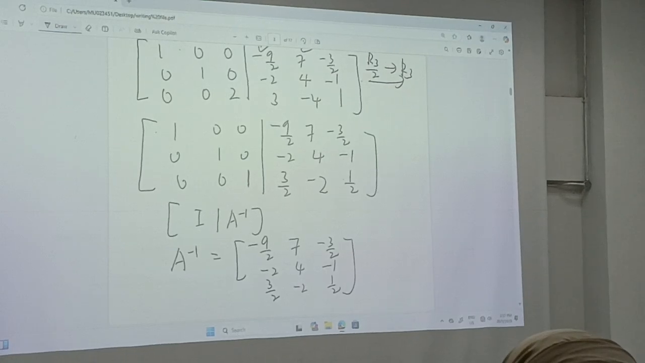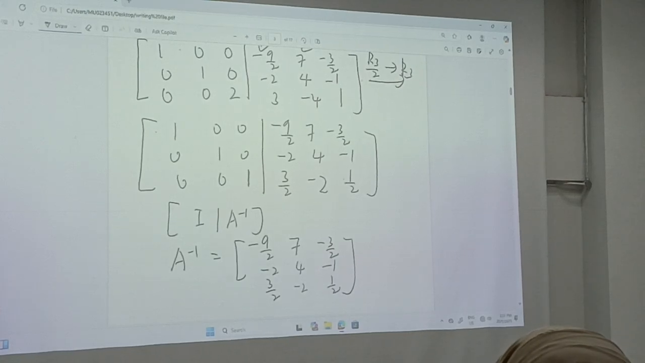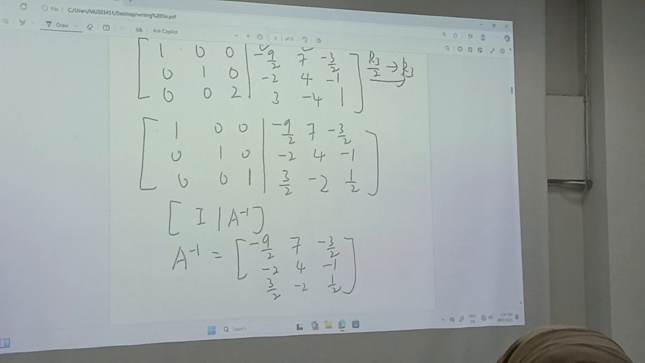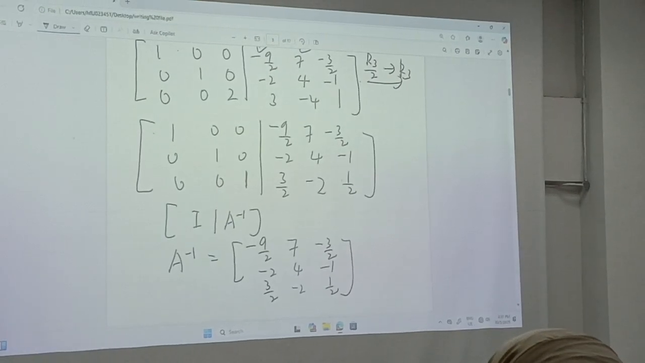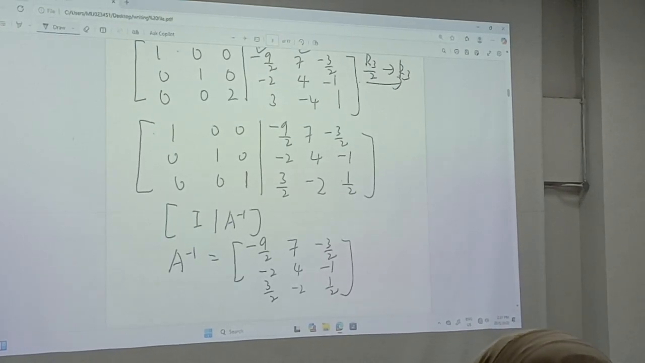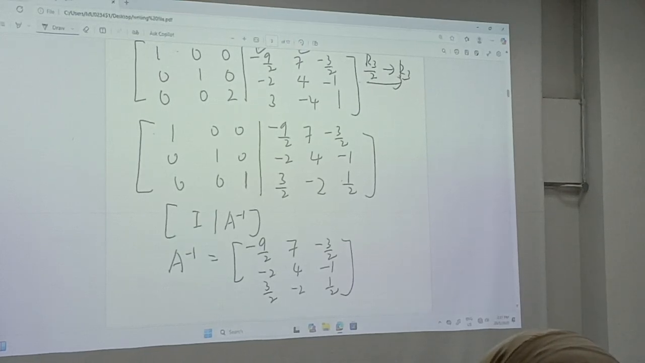So would you like to try one? No. Hopefully it won't come out in the exam. Right. Okay, so this is matrix inversion for 3 by 3 matrix. So up to 3 by 3 matrix is about the average.